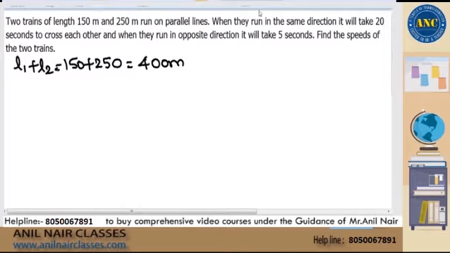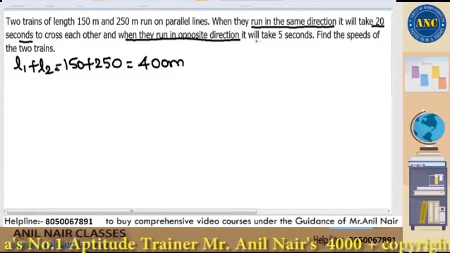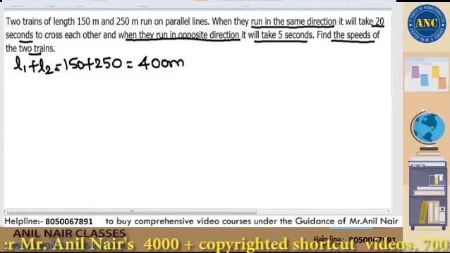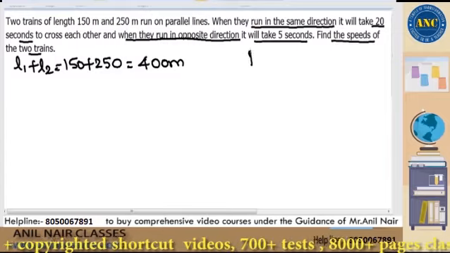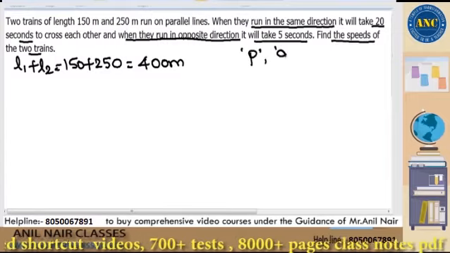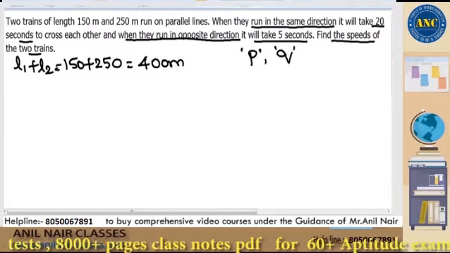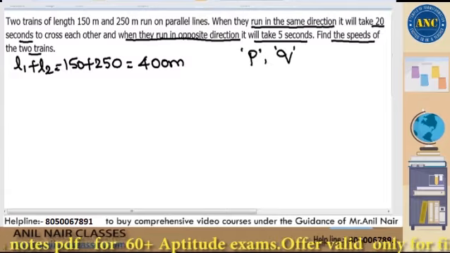The next statement says, when they run in the same direction, it will take 20 seconds to cross each other. And when they run in the opposite direction, it will take 5 seconds. Find the speeds of two trains. Now see here. I will call the speeds of two trains as P and Q meters per second respectively.